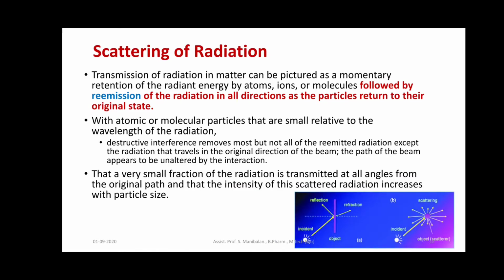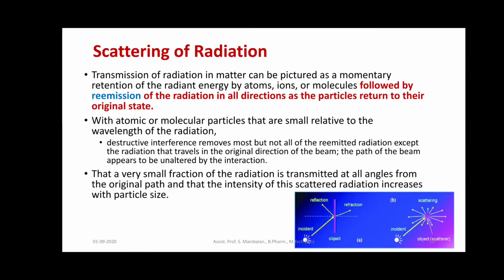So scattering of radiation, as I told you, is used to find contamination in the atmosphere or drinking water. Contaminations in samples are usually analyzed by scattering, which is called the nephelometry method. Transmission of radiation in matter can be pictured as a momentary retention of radiant energy by atoms, ions and molecules, followed by re-emission of the radiation in all directions as the particles return to their original state, which is scattering.